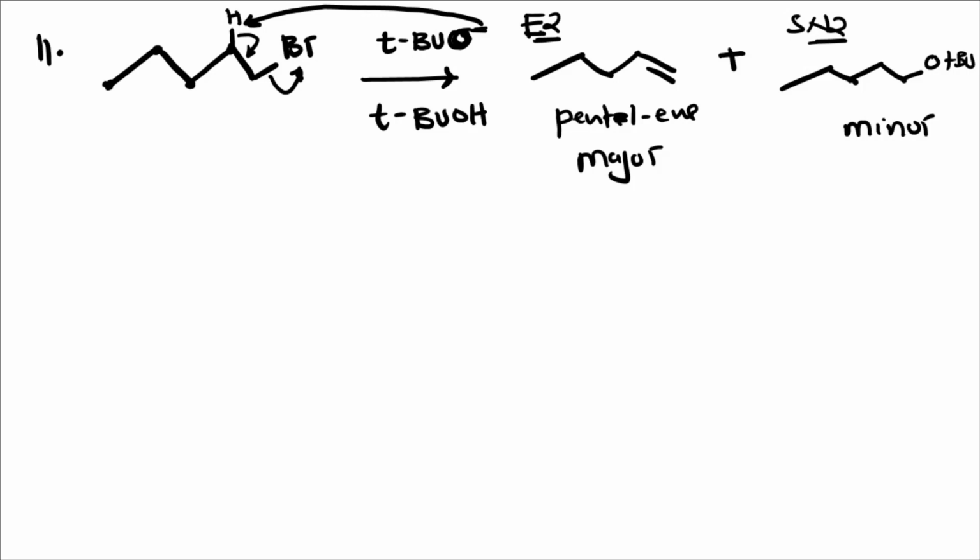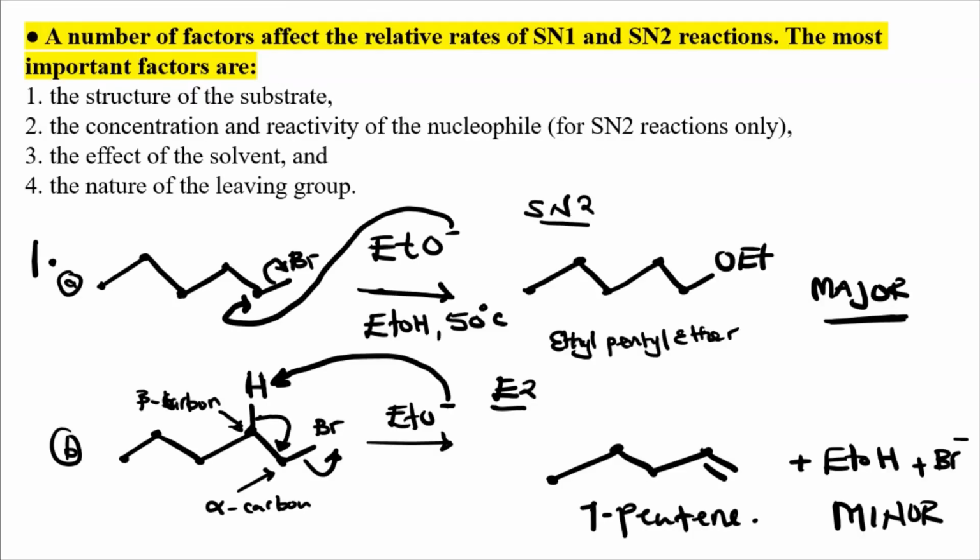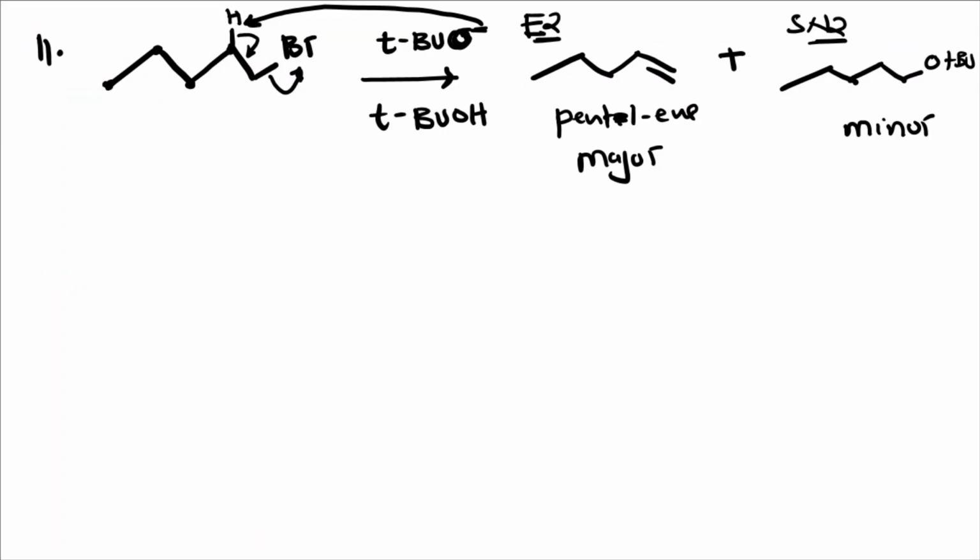Okay, so this is the same substrate that we used in the first question, but the nucleophiles are different. In the first question, the nucleophile was not bulky, so the SN2 reaction was going to happen faster than the E2 reaction. That's why the product that we obtained from an SN2 reaction was the major product, and the one that we obtained from an E2 reaction was the minor product. But when we use a bulky base, the product that we get from an E2 reaction is the major product, whilst the product that we get from an SN2 reaction is a minor product.